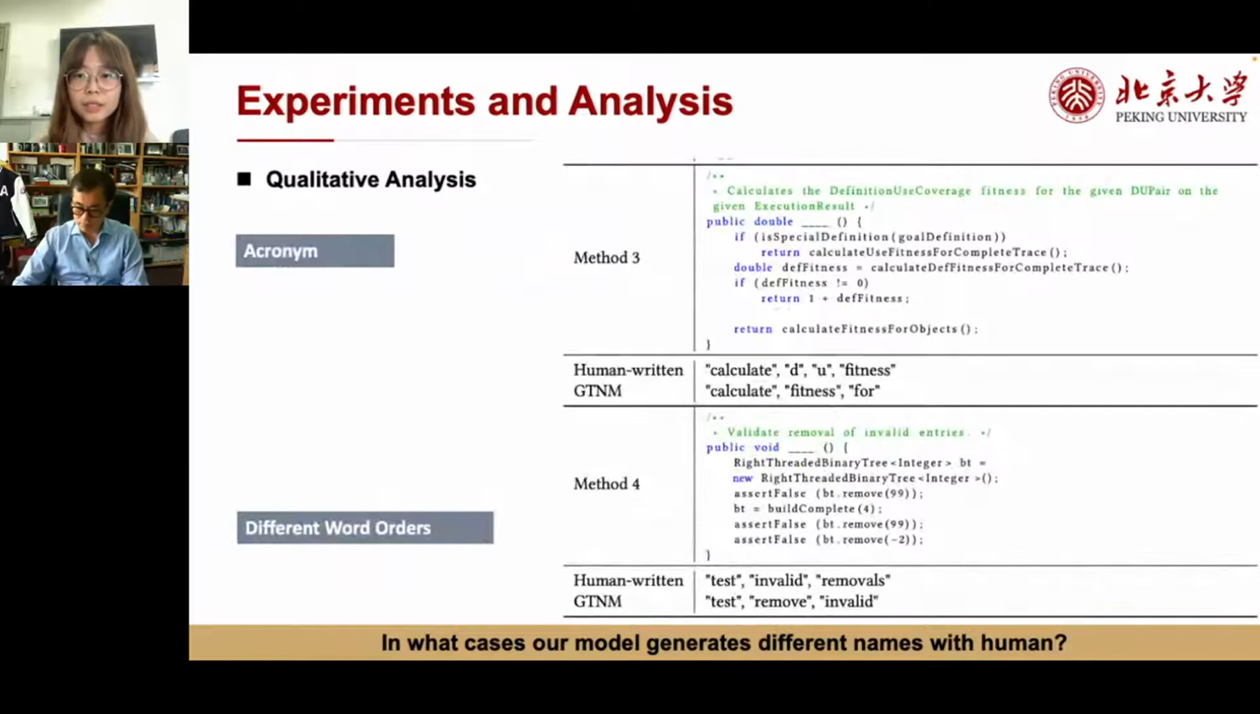And the third case is that some human-written names contain an acronym for specific entities. In these cases, our model cannot correctly infer the correct name. And the last case is that both the human-written name and our name have almost the same meaning, but the subtoken orders are different.